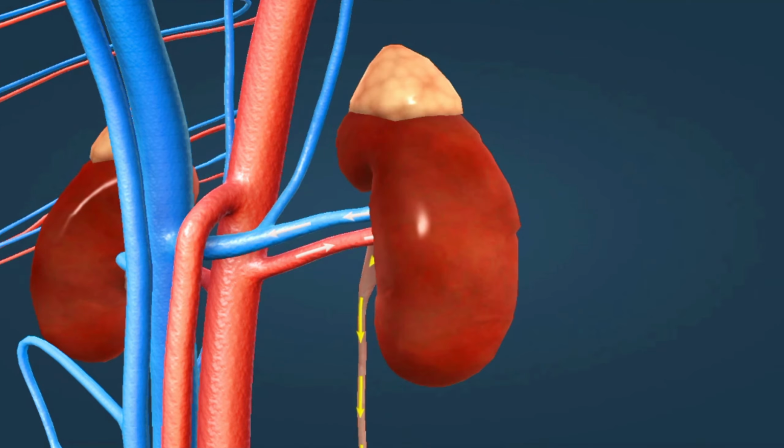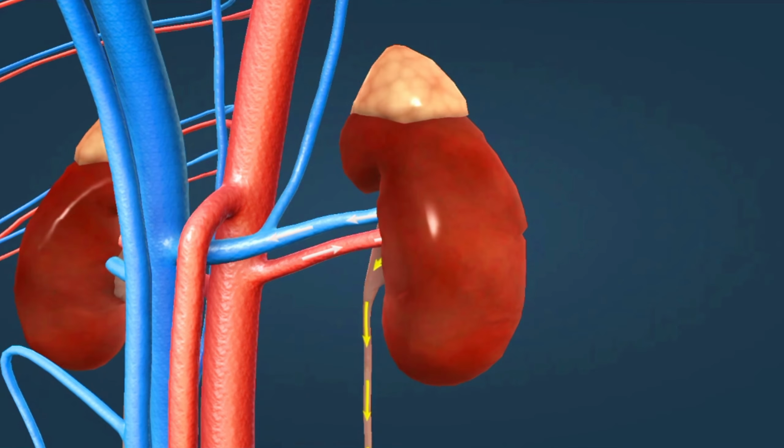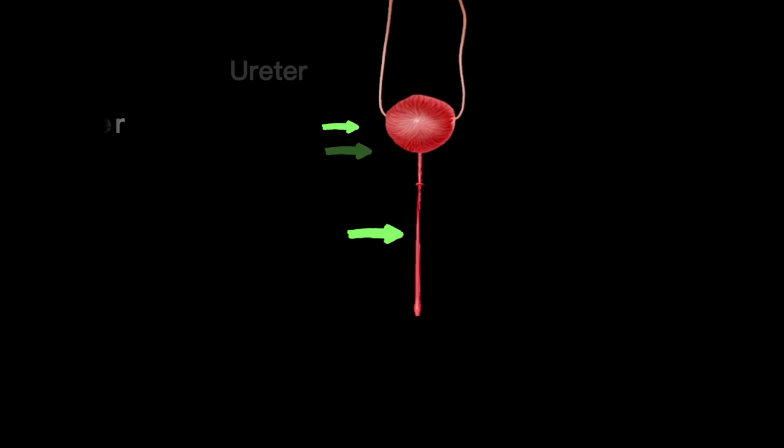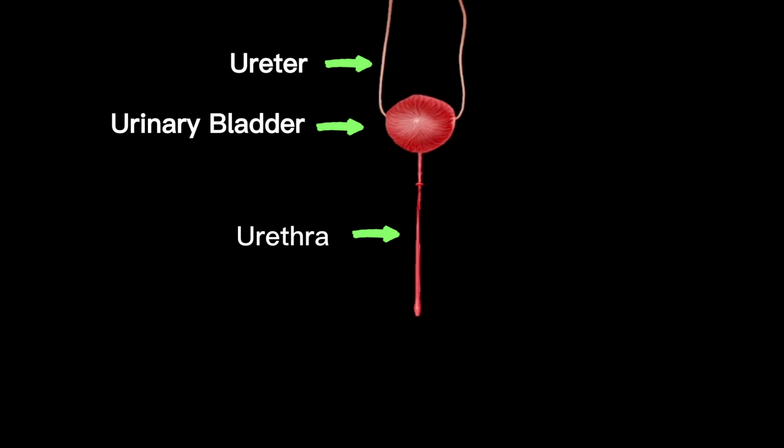In the previous video, we learned the anatomy of kidney and nephron. Let's talk about the rest of the anatomy of the urinary system. Each of the kidneys has two ureters which open into the urinary bladder. The ureter is a muscular tube that carries urine from the kidneys to the urinary bladder.